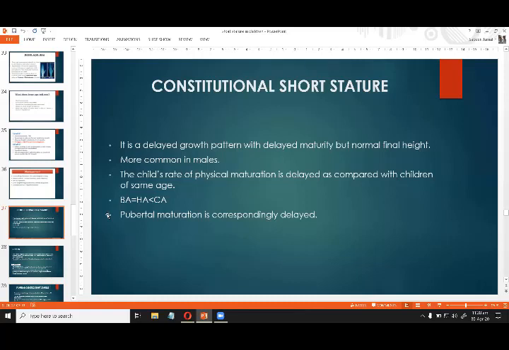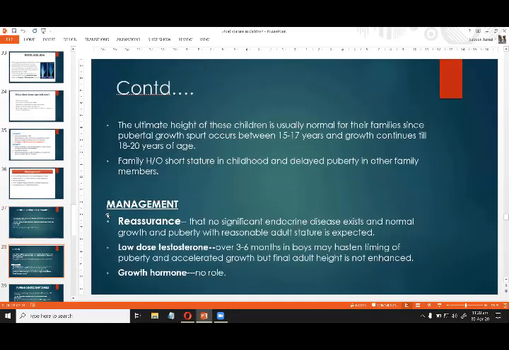Along with the growth pattern, pubertal maturation is correspondingly delayed. Ultimate height of these children is usually normal for the family since the pubertal growth spurt occurs between 15 to 17 years and growth continues till 18 to 20 years of age. Family history of short stature in childhood and delayed puberty in other family members is common. Basically, the growth processes of the child are delayed, but the final adult height that is important is normal.